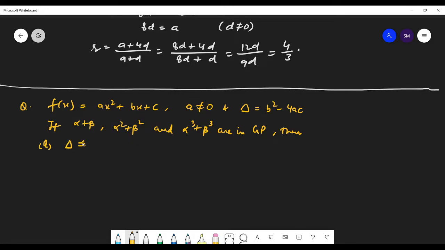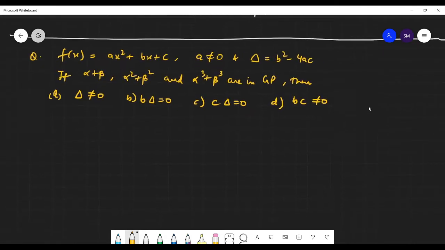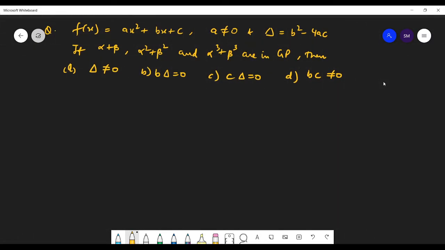Option A, option B, option C, and option D. Okay. So students, this question was in JEE Mains 2005. Come on, do this question.